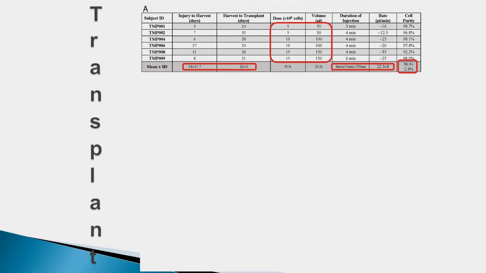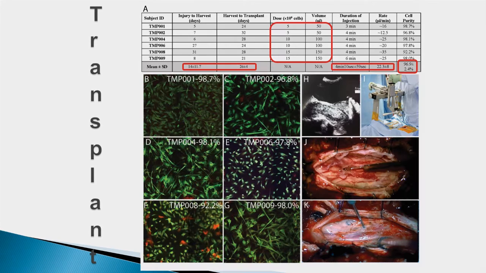Now we also have information about the purity of each cell population, which you can see for each individual here. On average, it was about 96.9% purity for Schwann cells. And here we have an image of the final products for each of the persons that was transplanted. In green are all the Schwann cells.